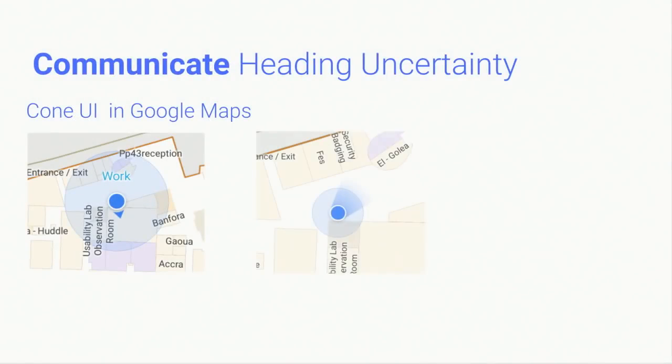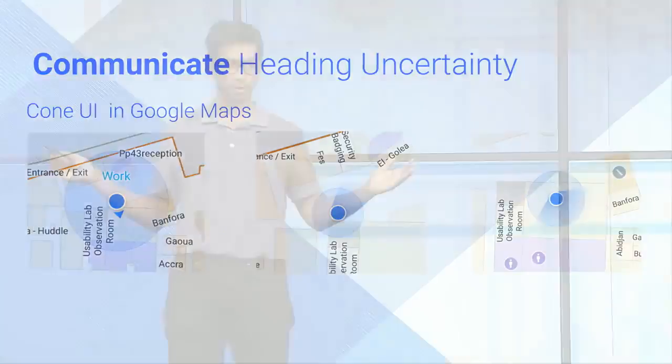So now that we know the heading uncertainty, let's see how we can communicate that in Android Google Maps. Before, in Google Maps, we had this pointy cone, which would always point to heading. But now, because we know the heading uncertainty, we have a cone where the width of the cone tells you the uncertainty in heading. If it's too wide, you know that the heading is probably not correct, and hence you can look around and try to orient yourself. If the cone is narrow, you know it is correct, and you can just use it for your own travels.